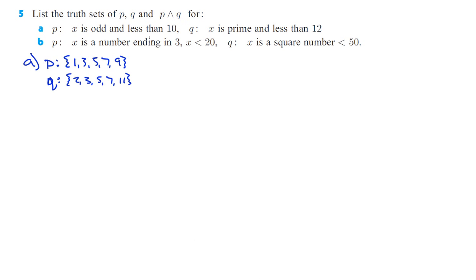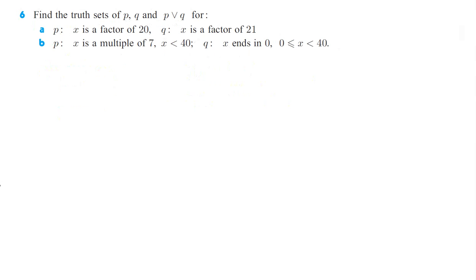And then P and Q is, we would just do this, P and Q would be whatever these, since it's and, they have to be what they have in common. So they have 3, 5, and 7 in common. Okay. Let's take a look at the next one here.